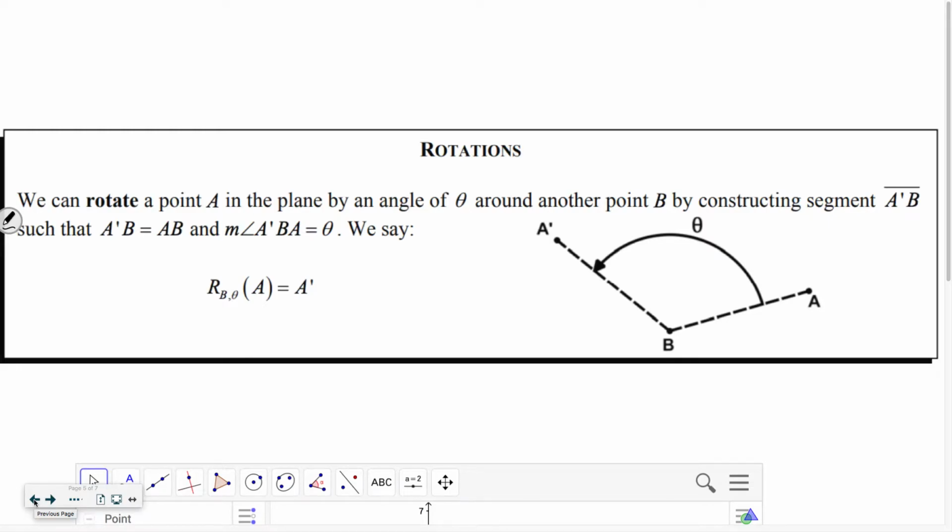Hello, everyone. So, today we're going to talk about rotations, okay? We've been talking about transformations, and you know that rotations is one of our four major transformations. So, let's formally define it because we're going to start doing rotations in class.